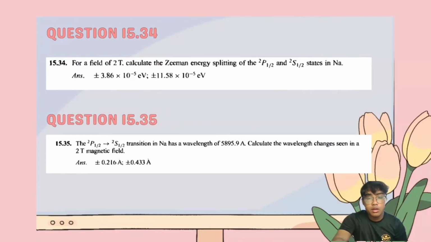Okay. Next question. The 2p1/2 transition in Na has a wavelength of 5895.98 angstrom. Calculate the wavelength changes in a 2T magnetic field. So for the wavelength, we use a certain formula to get this answer.